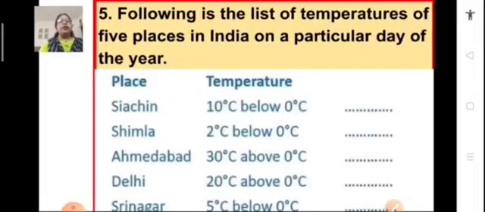Question number 5. Following is the list of temperatures of 5 places in India on a particular day of the year. Siachen 10 degrees Celsius below 0 degree. Shimla is 2 degrees Celsius below 0 degrees Celsius. Ahmedabad is 30 degrees Celsius above 0 degree, and Delhi is 20 degrees Celsius above 0 degrees Celsius, and Srinagar is 5 degrees Celsius below 0 degree Celsius.